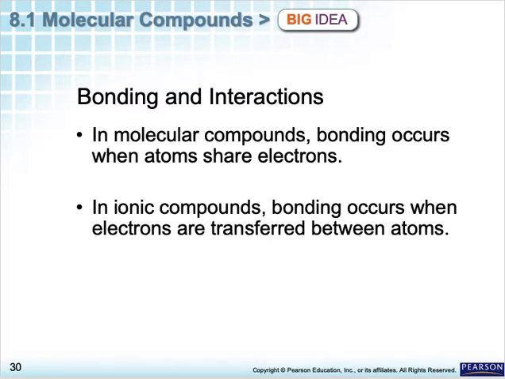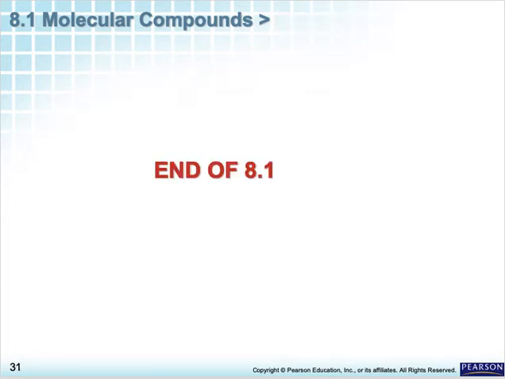Big idea. In molecular compounds, bonding occurs when atoms share electrons. In ionic compounds, bonding occurs when electrons are transferred between atoms. And we've reached the end of the first unit.